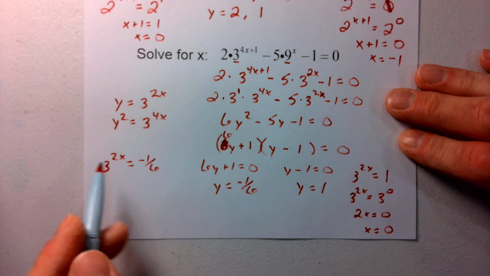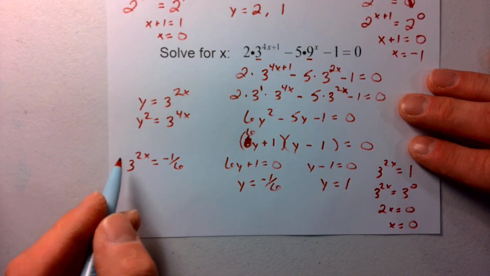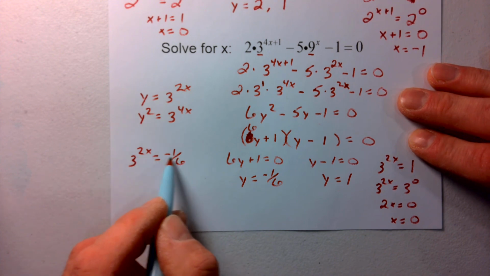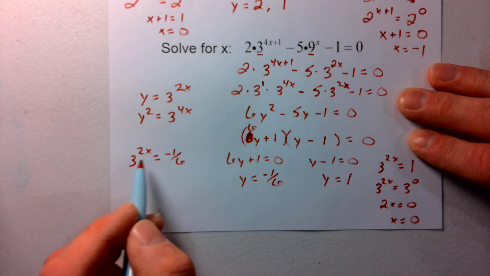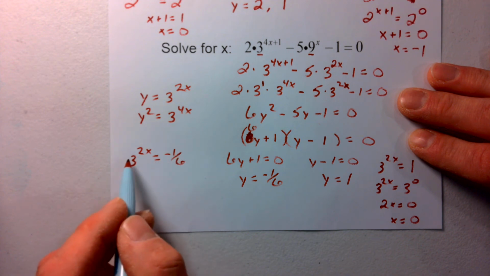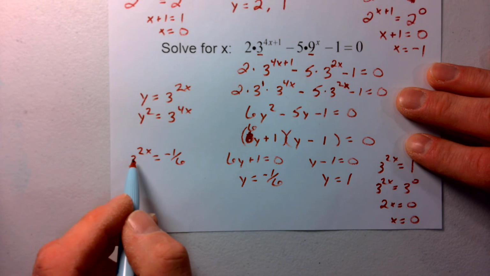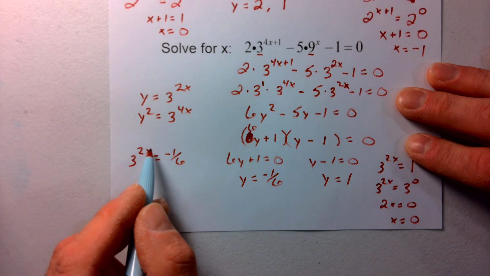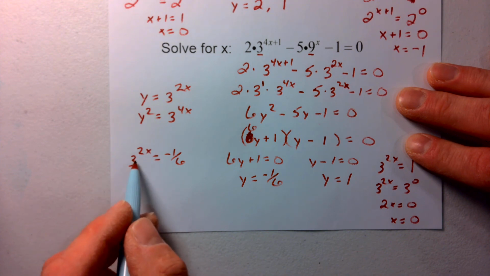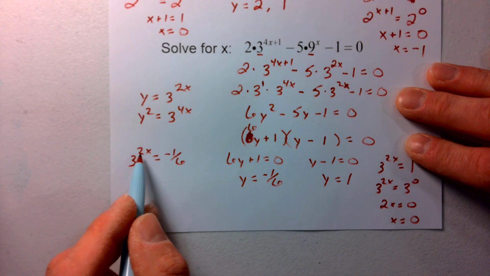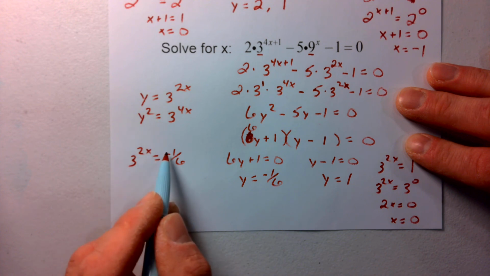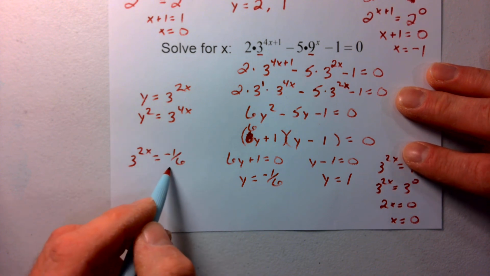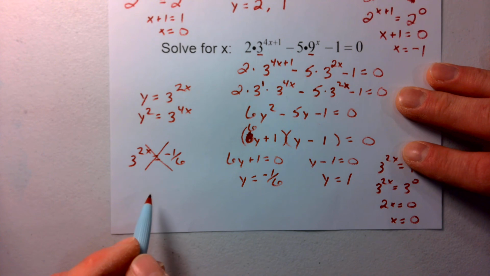I'm saving this one for last because this one is a little more interesting. If we have 3 to the 2x equals negative 1/6, we don't have a common base that we were asked to for yesterday. So we can't make 1/6 into a base of 3. So what we're going to have to do here is think about 3 to an exponent. Think about 3 to 2x. Remember, an exponential is always going to be a positive value. We can never take 3 to an exponent and be equal to a negative value. So whenever we see something like this, we're going to see that we have no solution from that portion.